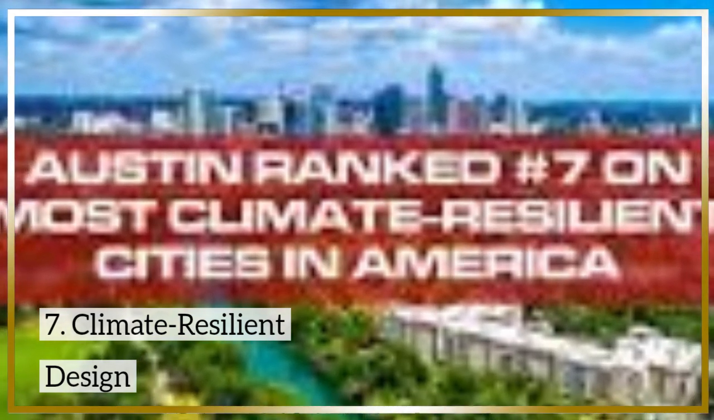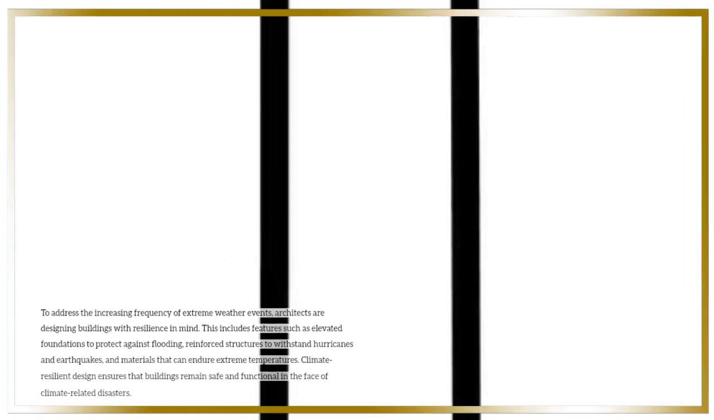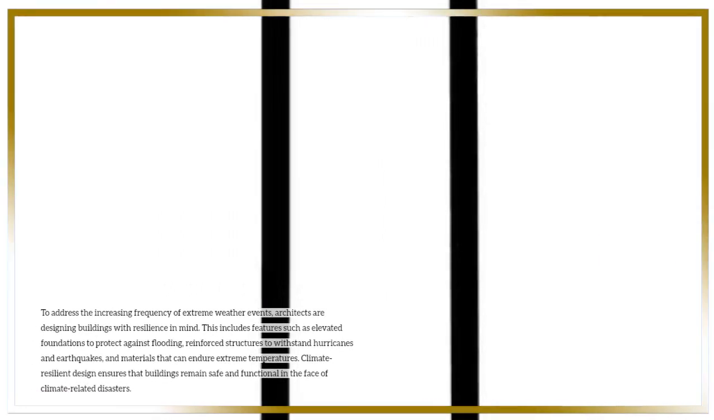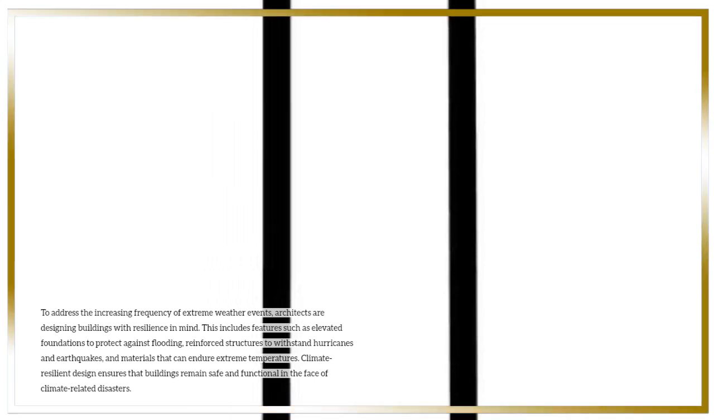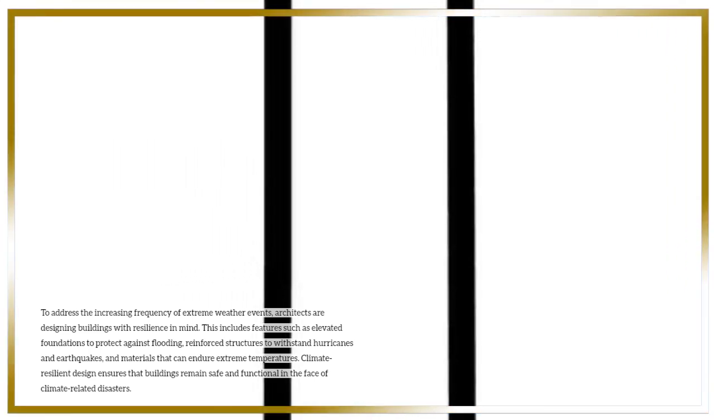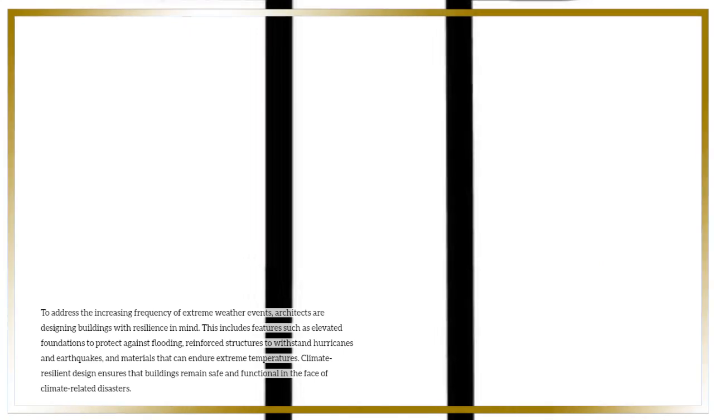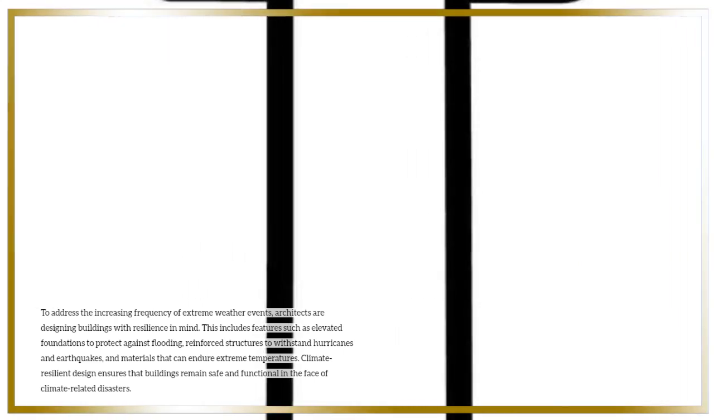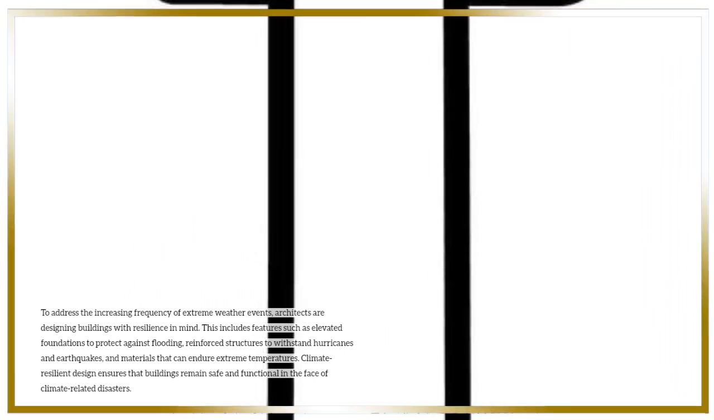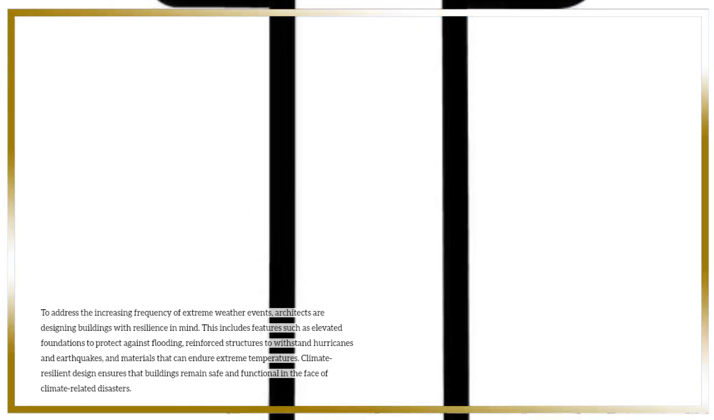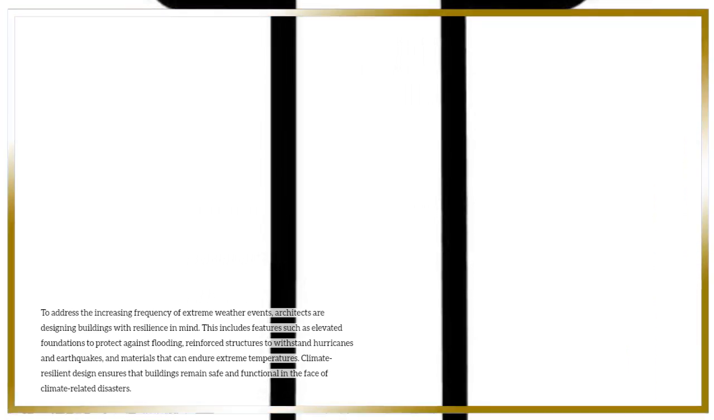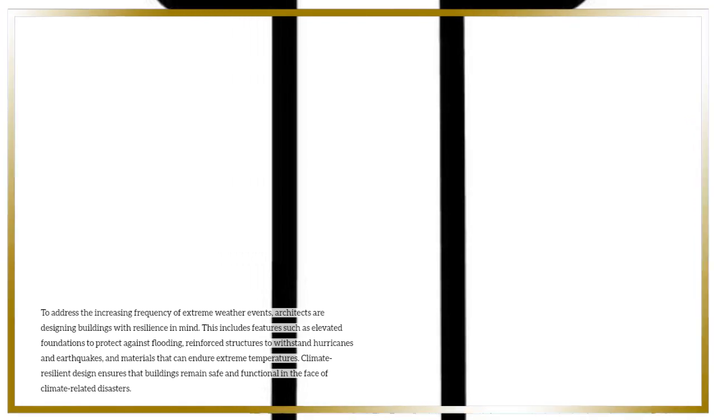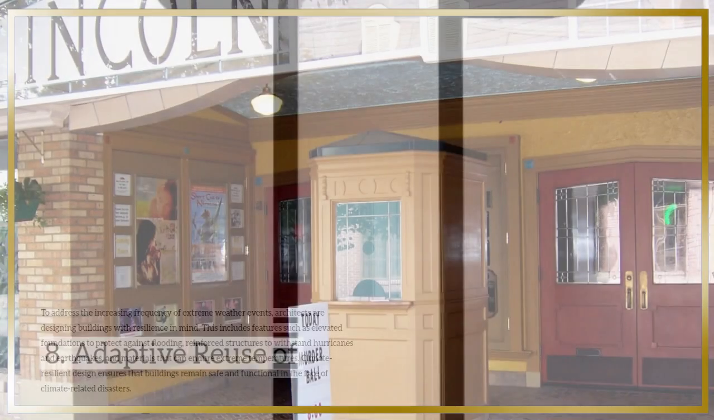7. Climate-resilient design. To address the increasing frequency of extreme weather events, architects are designing buildings with resilience in mind. This includes features such as elevated foundations to protect against flooding, reinforced structures to withstand hurricanes and earthquakes, and materials that can endure extreme temperatures. Climate-resilient design ensures that buildings remain safe and functional in the face of climate-related disasters.